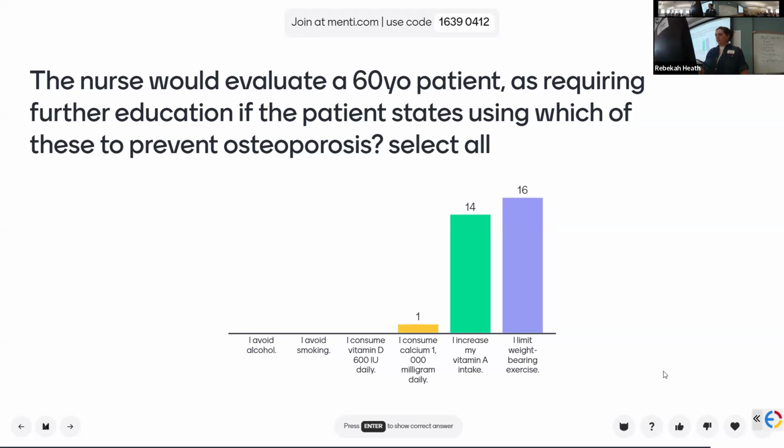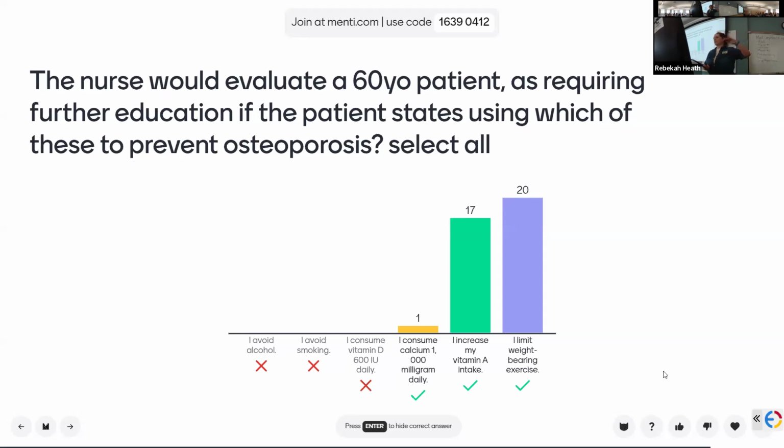A little bit of variation here. All right. One person caught the calcium. So this is, I consume 1,000 milligrams daily of calcium. How much do we really recommend? After age, I think it's 55 to 60, I believe it's 1,200 milligrams of calcium. Below 60, it is 1,000 milligrams. But once you hit that age, we actually increase the amount of calcium that we recommend for people.